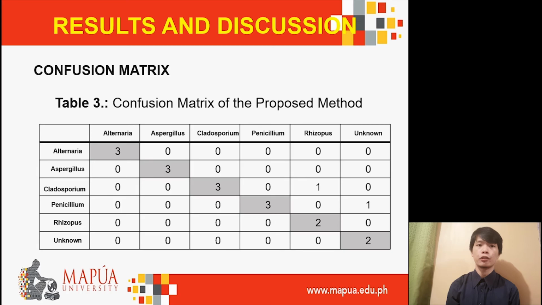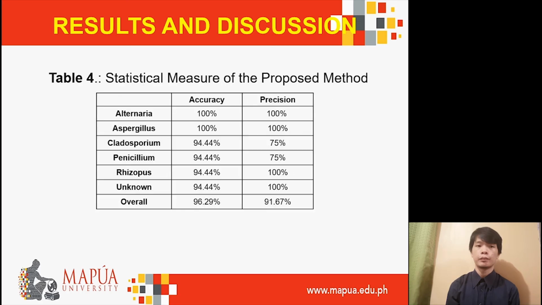Table 3 shows the confusion matrix of testing results. Table 4 shows the statistical measures from the confusion matrix. Equation 1 is used to compute the accuracy, and equation 2 is for the precision. TP is true positive, TN is true negative, FP is false positive, FN is false negative.